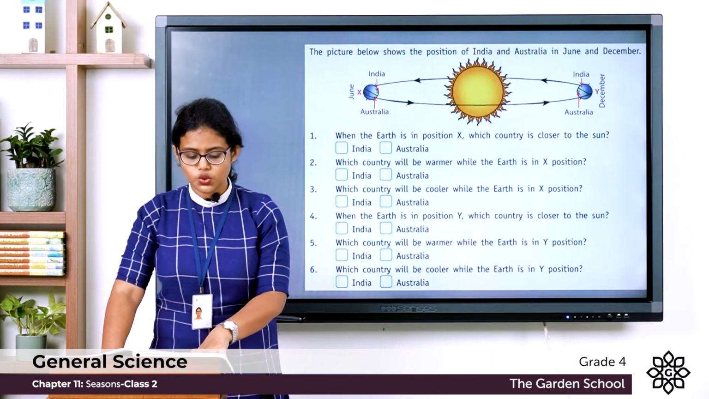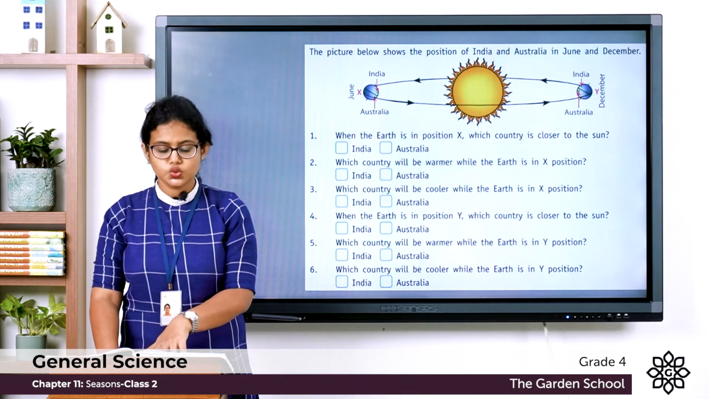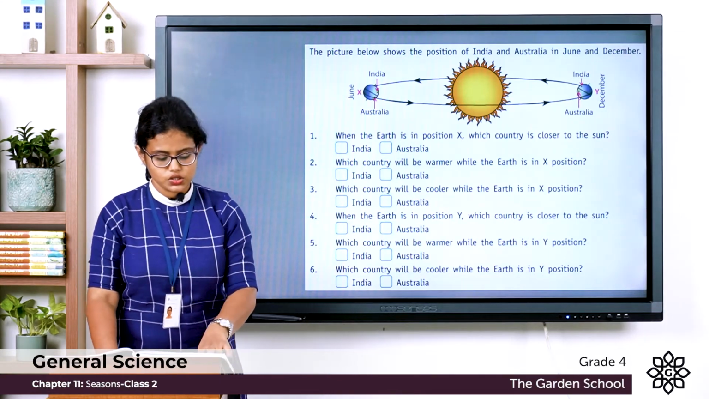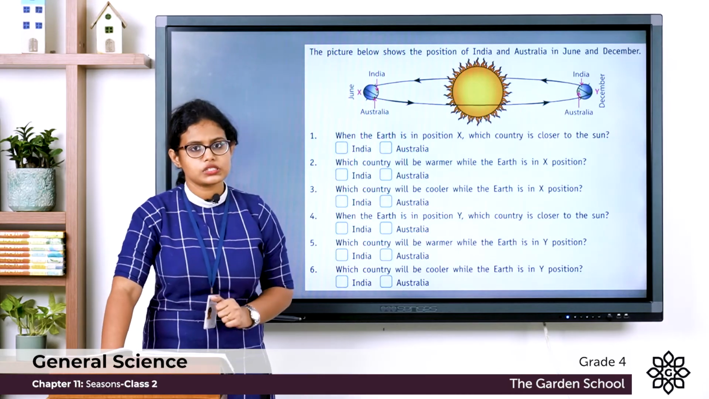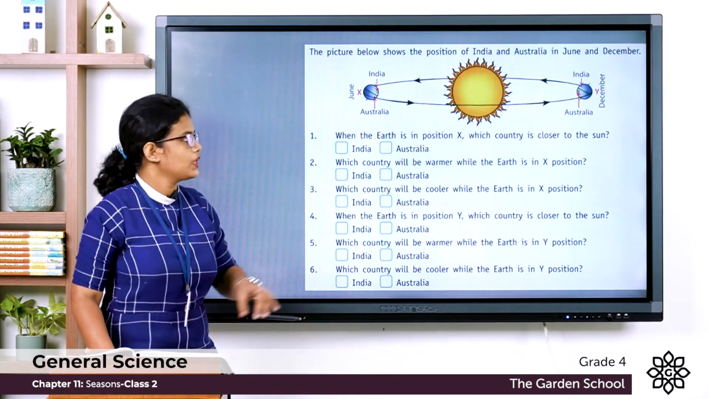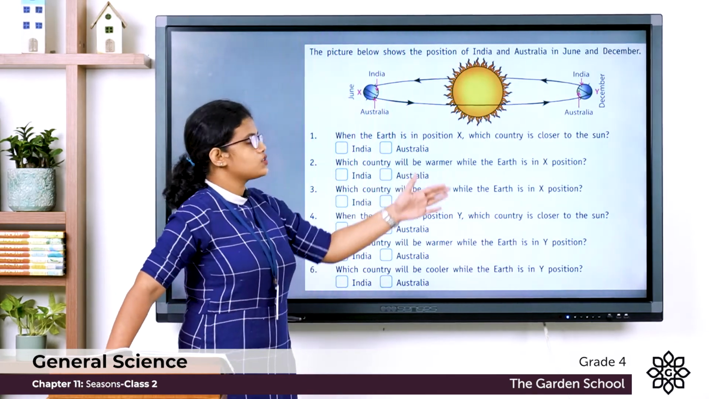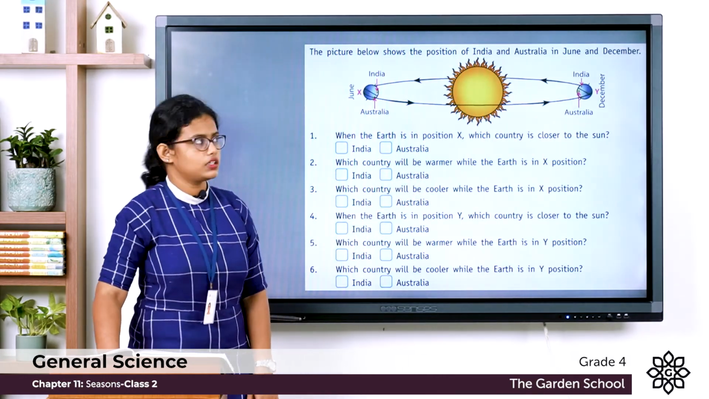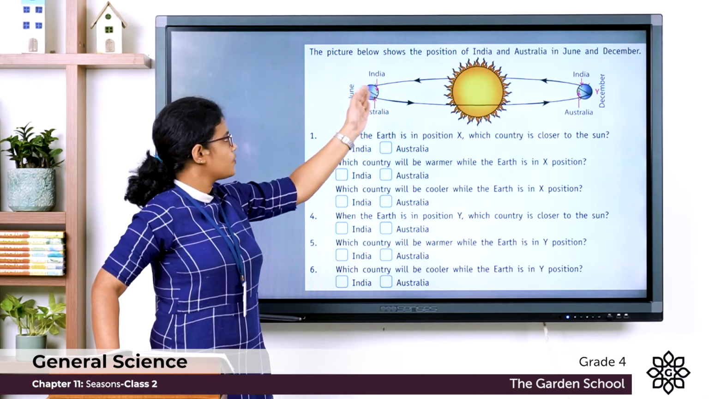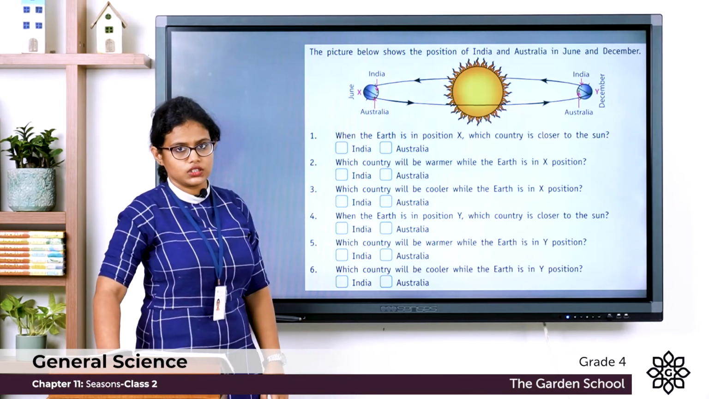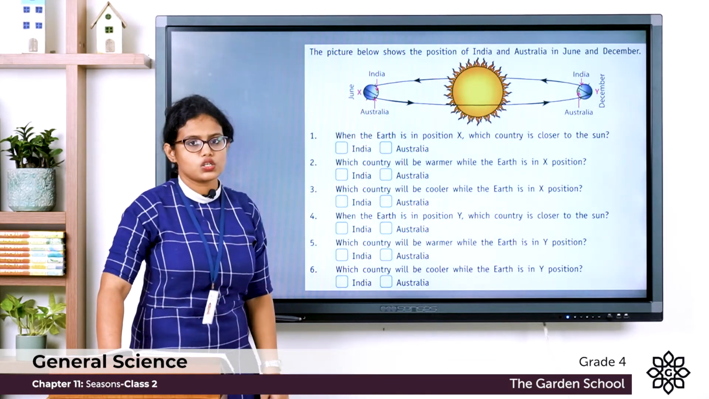The picture below shows the position of India and Australia in June and December. So, you can see the picture. Below that, there are some questions. So, see the first one. When the earth is in position X, which country is closer to the sun? So, this is position X. You can see the upper half and the lower half of the earth. So, this is India and this is Australia.